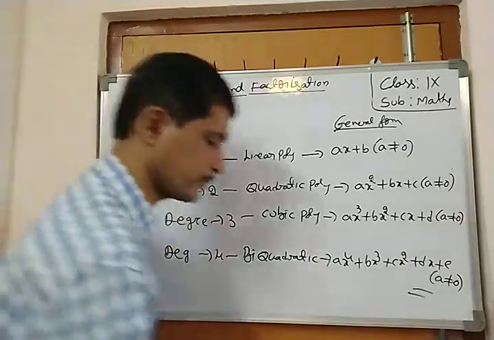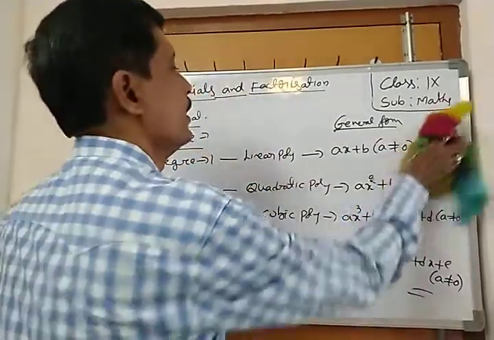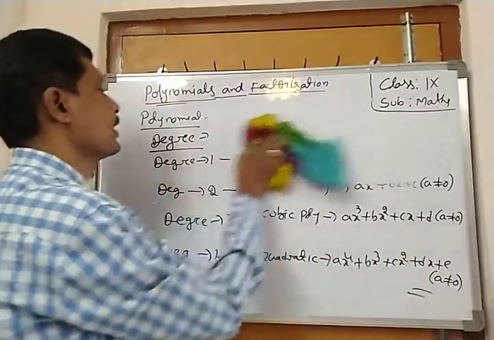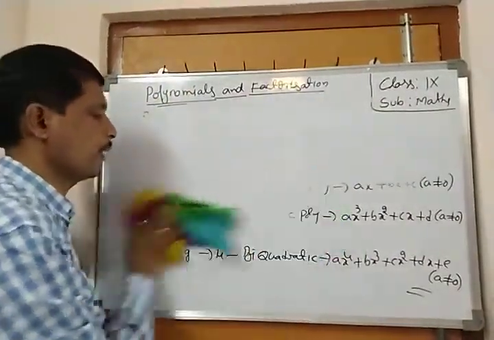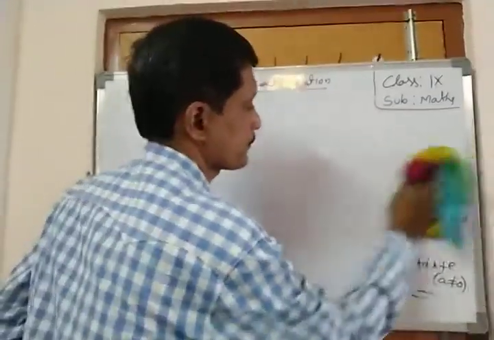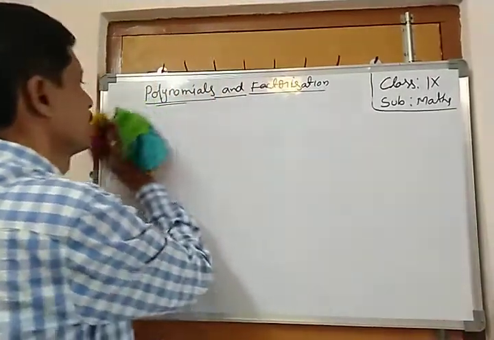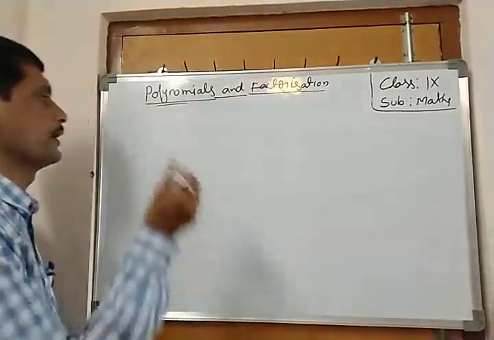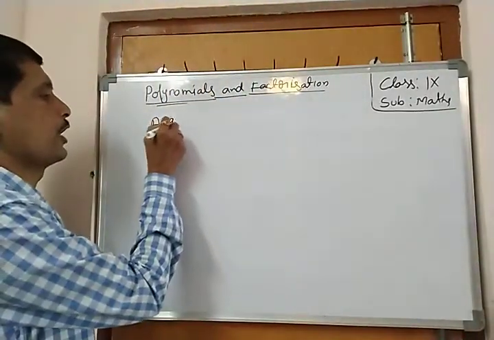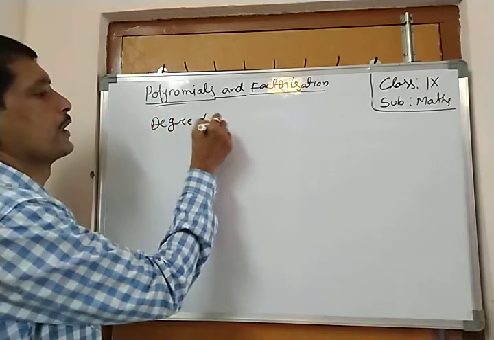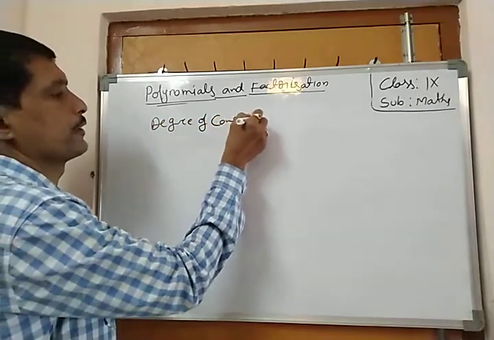Next, what is the degree of the constant polynomial? Next, the zero polynomial. Here, the degree of the constant polynomial.